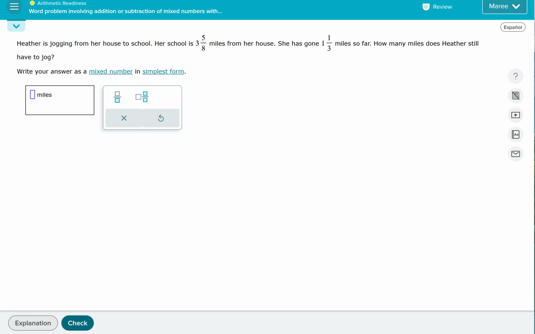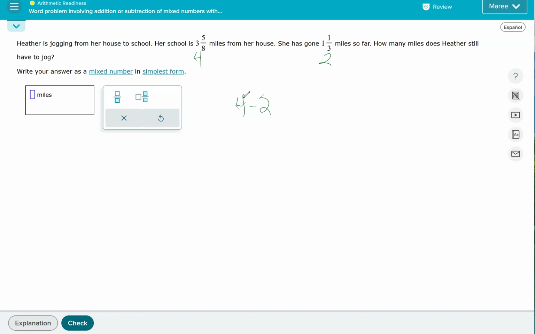So for example, let's just say Heather's school is 4 miles from her house. She's gone, say, 2 miles so far. So how many miles does she have left to go? We can just look at it, oh, well, she has 2 more miles. What did you do with the 4 and the 2 to get 2? Because she went 4, you have to subtract the 2. And then we know, okay, she has 2 miles left.